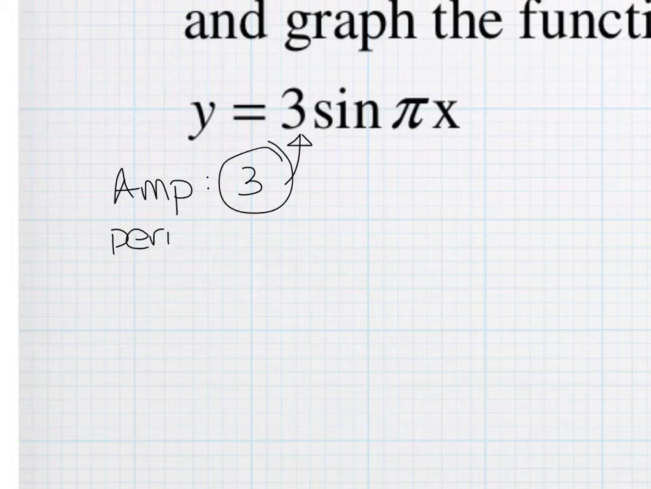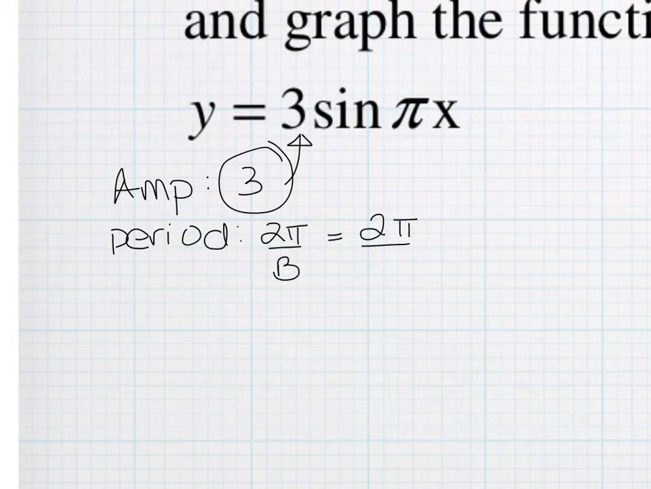Then you want to identify your period. Your period is 2 pi over b. So we're putting 2 pi over what's in front of x? Pi. Good. So your period here is 2. So you just switched your period.